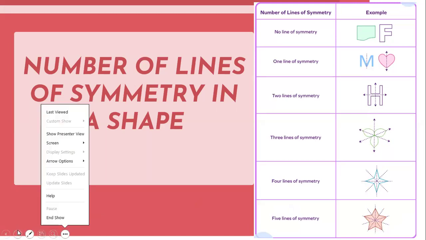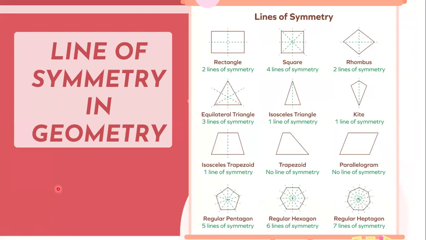Okay? Now next, lines of symmetry in geometry. Geometry means in different shapes. So here you can see if we take a rectangle, in a rectangle we can draw two lines of symmetry. It means it can be folded horizontally as well as vertically. In a square we can draw horizontal, vertical and diagonal. In a rhombus we can draw these two lines of symmetry.